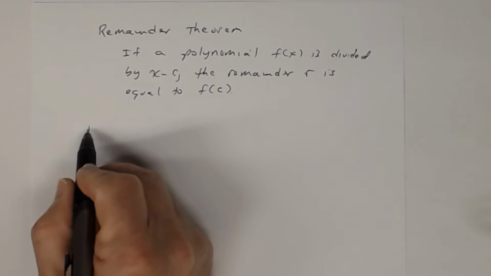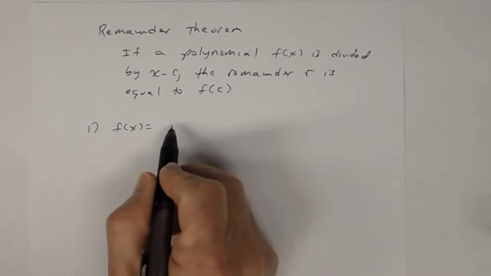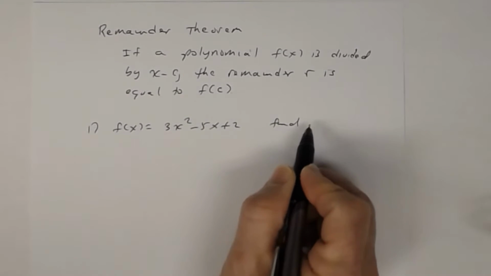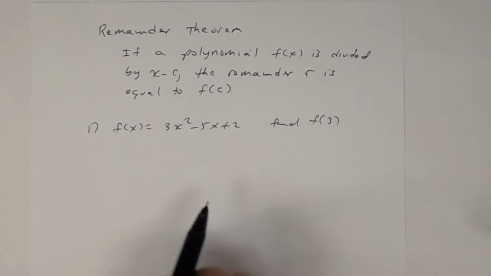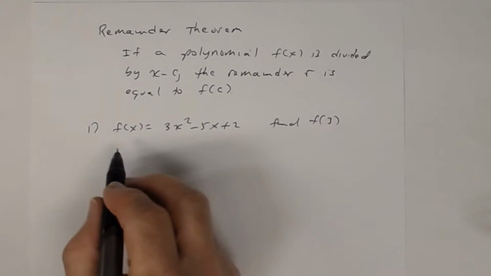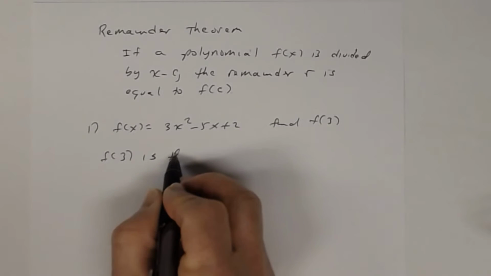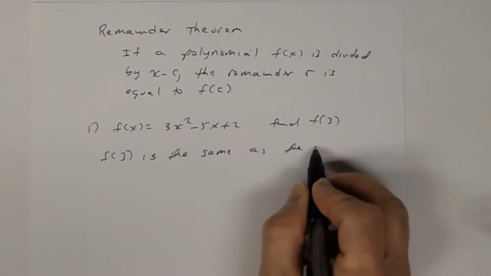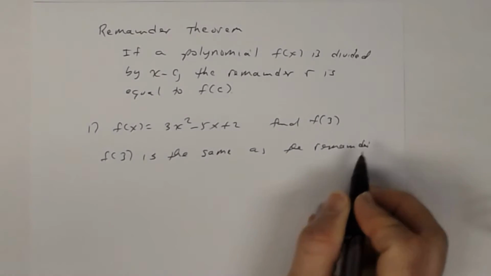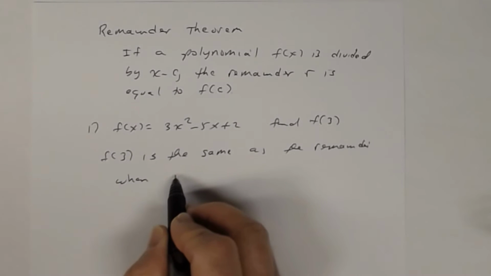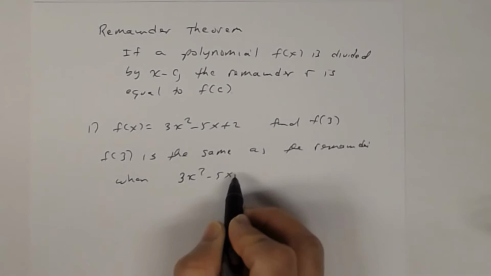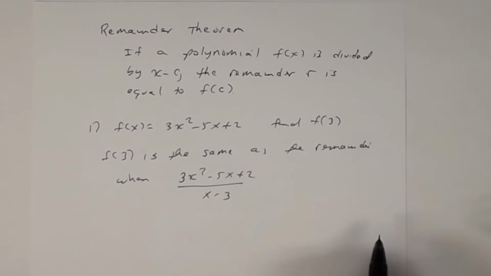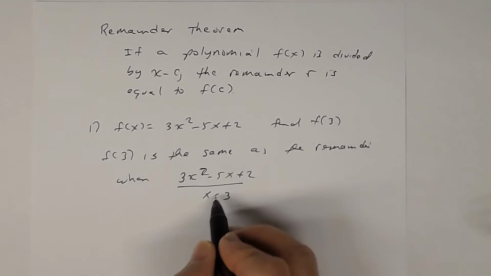So when you looked at number 1, you're told that f of x was 3x squared minus 5x plus 2, and you want to find f of 3. Now according to the remainder theorem, f of 3 is the same as the remainder when 3x squared minus 5x plus 2 is being divided by x minus 3.